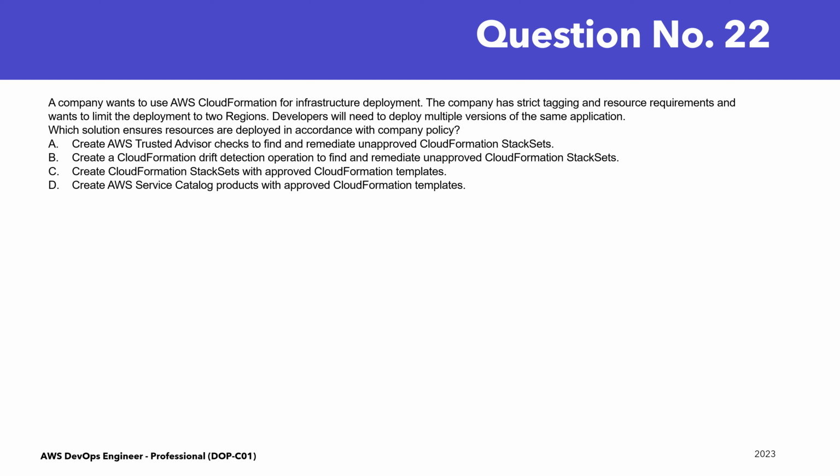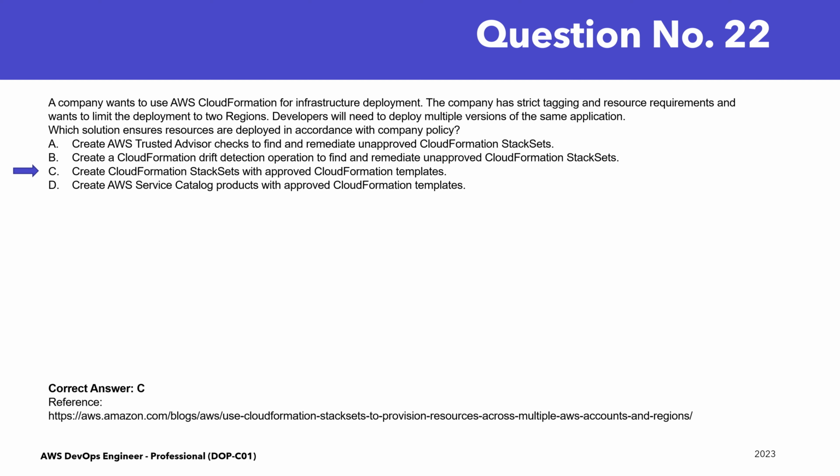A. Create AWS Trusted Advisor checks to find and remediate unapproved CloudFormation stack sets. B. Create a CloudFormation drift detection operation to find and remediate unapproved CloudFormation stack sets. C. Create CloudFormation stack sets with approved CloudFormation templates. D. Create AWS Service Catalog products with approved CloudFormation templates. Correct answer, C.